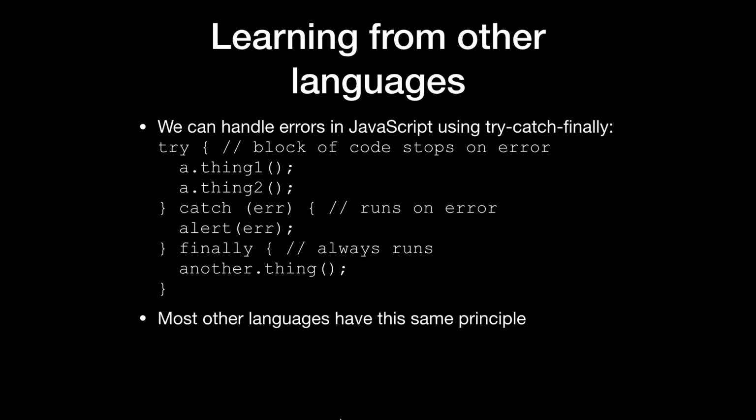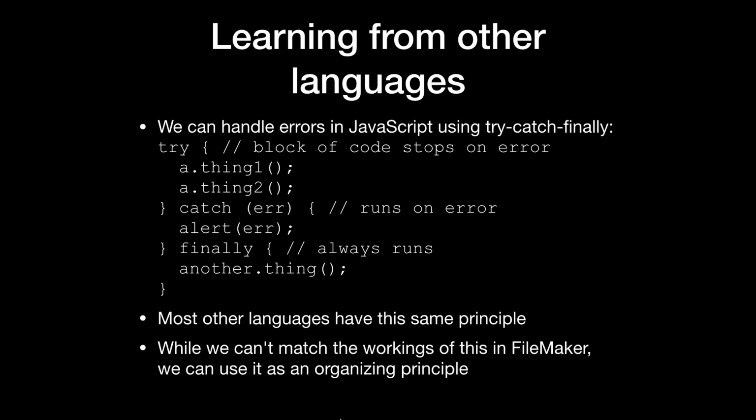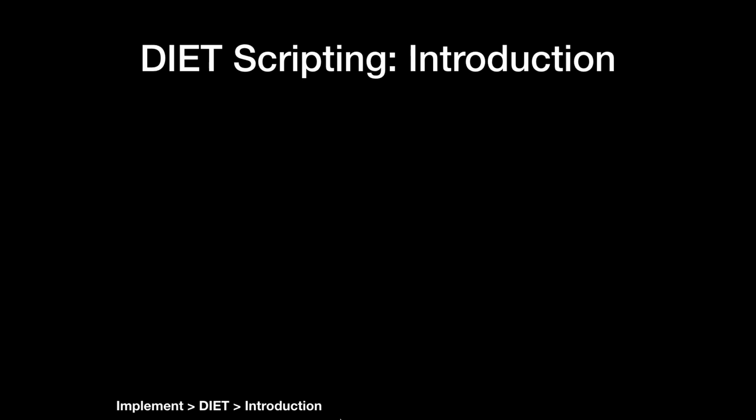Most other languages have the same principle of try catch. The flavor varies, but it's the same sort of thing. We can't actually match this easily in FileMaker. It's just not quite built that way. But I have found it's a useful organizing principle for an error scripting approach, which we'll see soon.